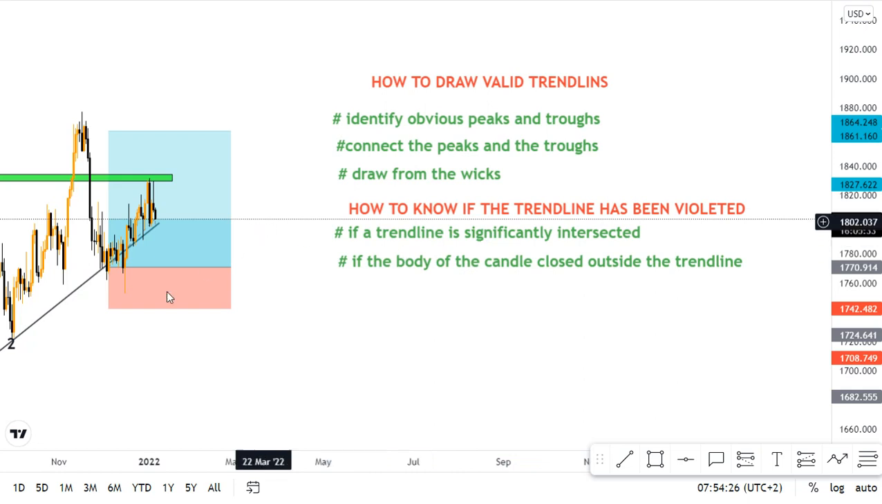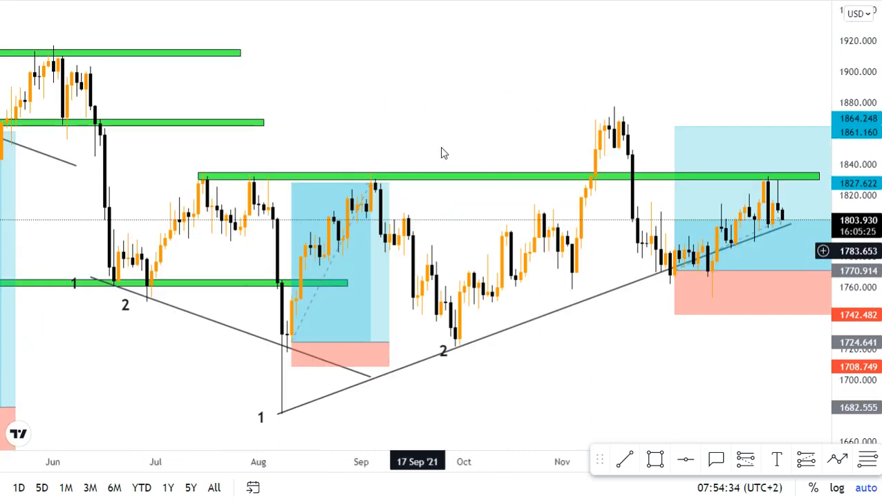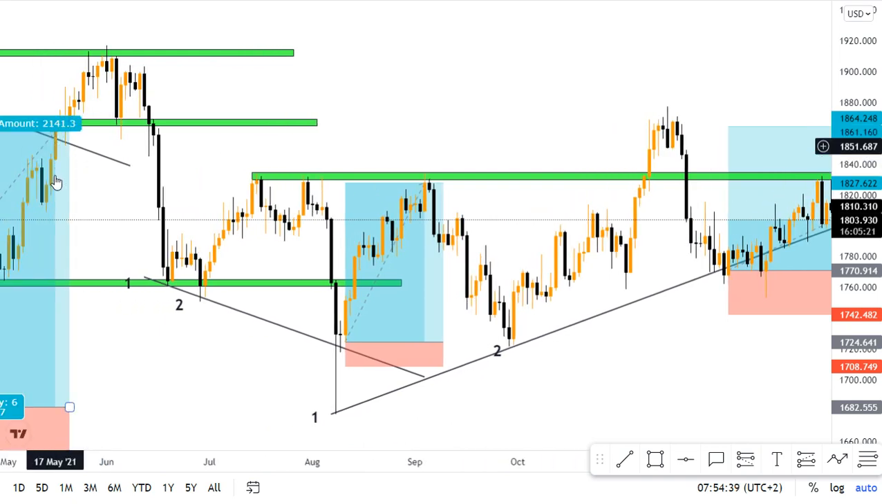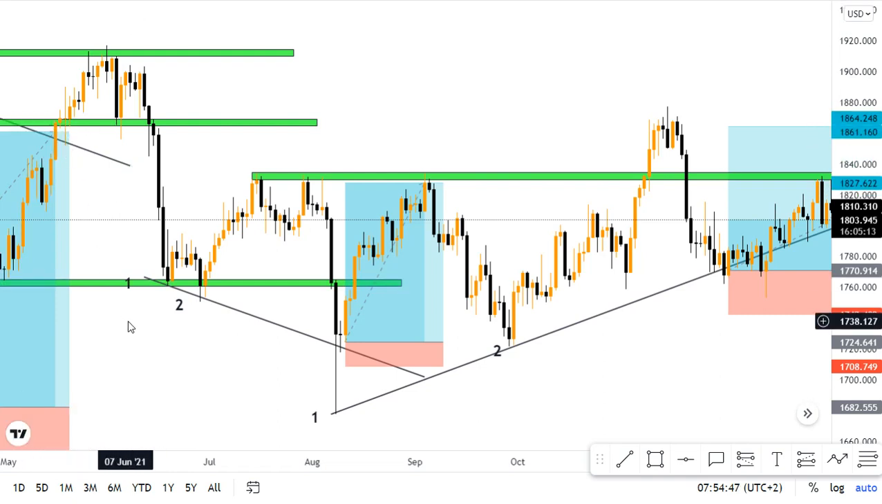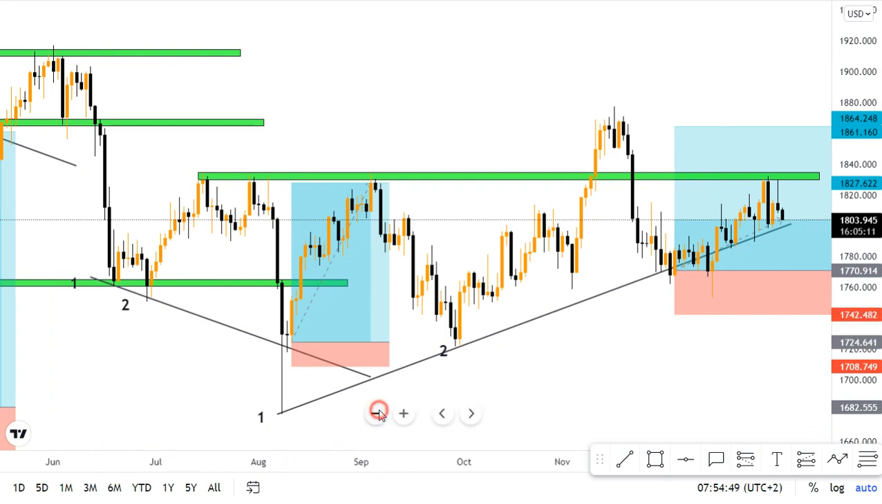What I mean by that is if the body of a candle closes below or above the trend line, right? Let me show you an example. See this? This body of a candlestick closed massively above the trend line, and by that time you knew it was never going to be a valid trend line to the downside. It was definitely about to go up, right?